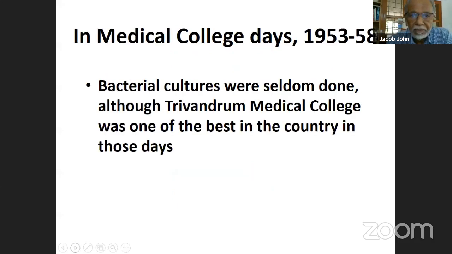Shweta, next slide. Okay, when I was in medical school, in a good medical school, bacterial cultures were very, very seldom done. All diagnosis was kind of clinical. The professor knew everything. Next slide.